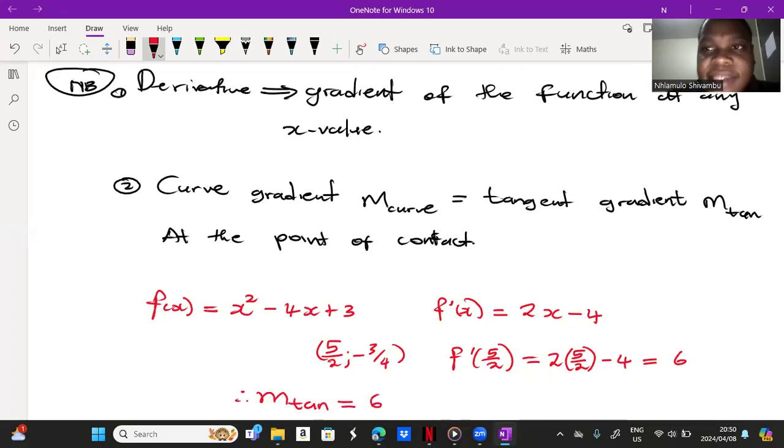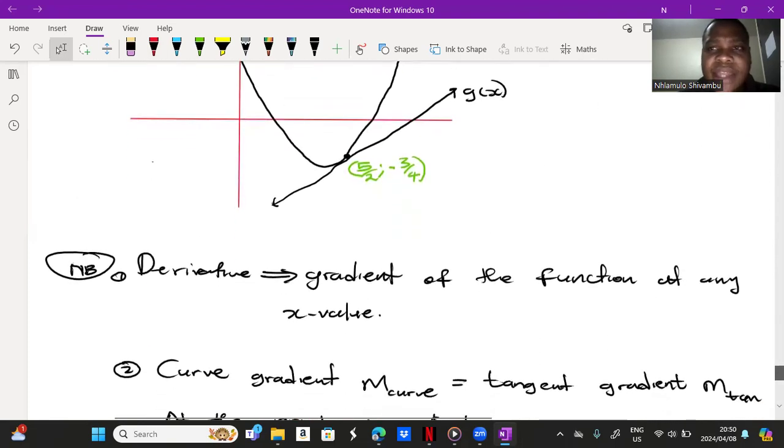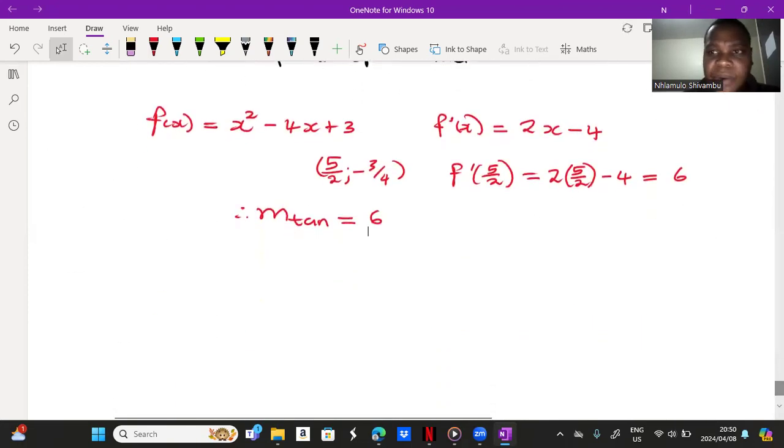And why is it 6? Because the curve and the tangent have equal gradients at the point of contact. So basically, that's what you use to get the gradient of the tangent. When we have the gradient of the tangent, to get the equation of the tangent, we substitute the point of contact. The point of contact, remember, is 5 over 2, 3 over 4. So we're going to use this equation to determine the equation of the straight line.